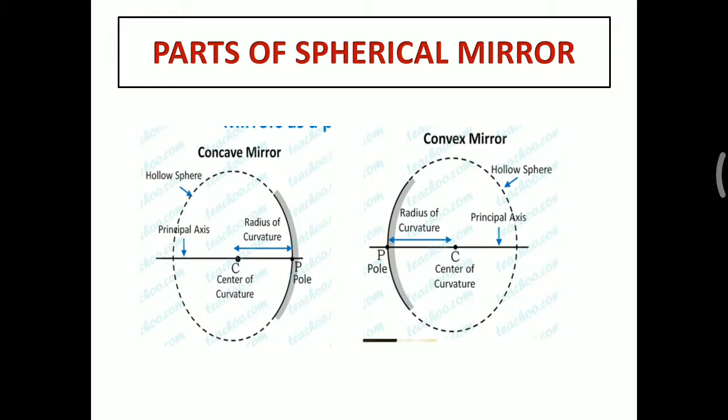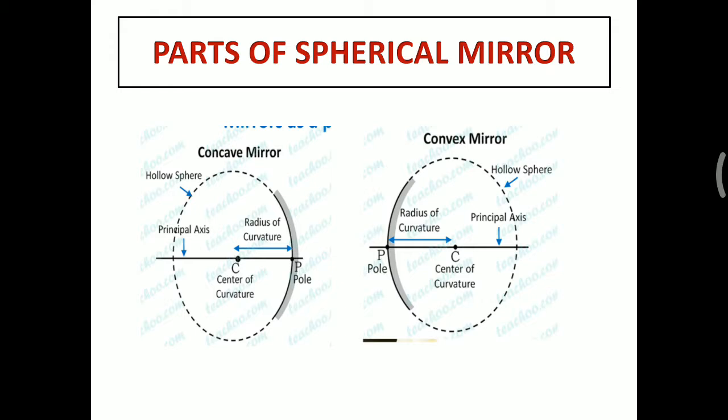What is the center of curvature? If you draw the imaginary sphere to this mirror, you have a center point for that sphere. So that center point is called center of curvature. What is meant by principal axis? The line joining center of curvature to the pole is called principal axis. What is radius of curvature? The distance between the pole and the center of curvature is radius of curvature.